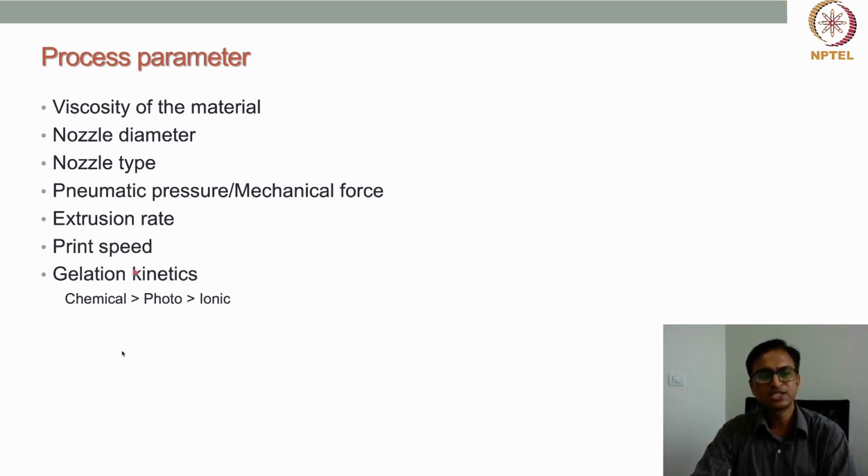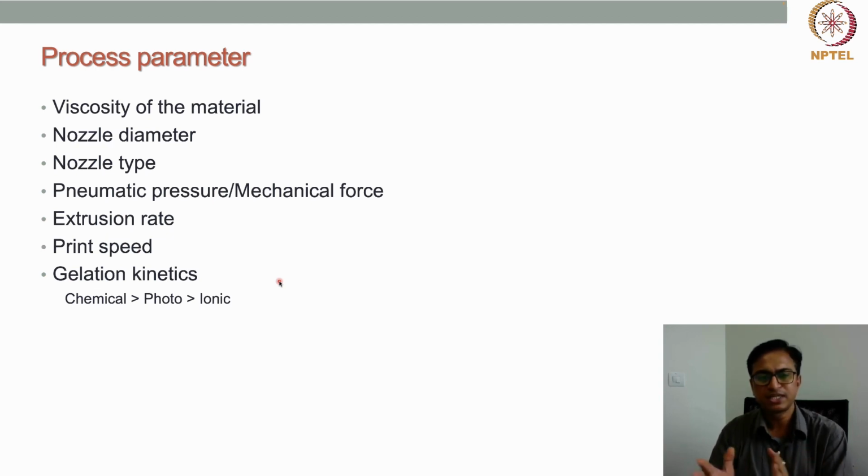The other requirement is the gelation kinetics, because for extrusion-based bioprinting, one important requirement is that whatever material is coming out should have a fluidic nature when it is coming out of the nozzle, but as soon as it comes out it should be able to solidify. So this solidification, or gelation process, of the fluidic bioink is very important for extrusion bioprinting. That can be achieved in different ways: chemical cross-linking, photo cross-linking, or ionic interaction. Any type of cross-linking mechanism can be possible for gelation kinetics.